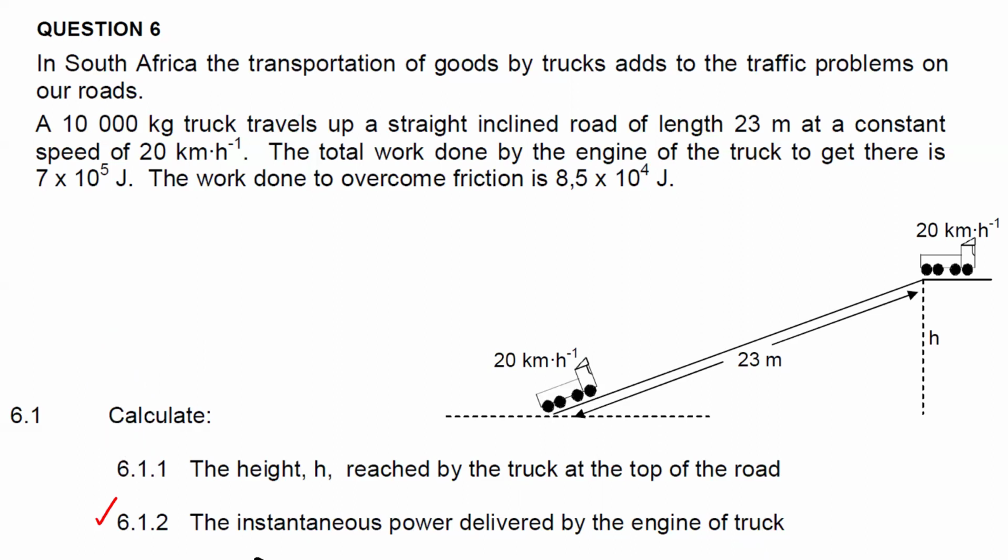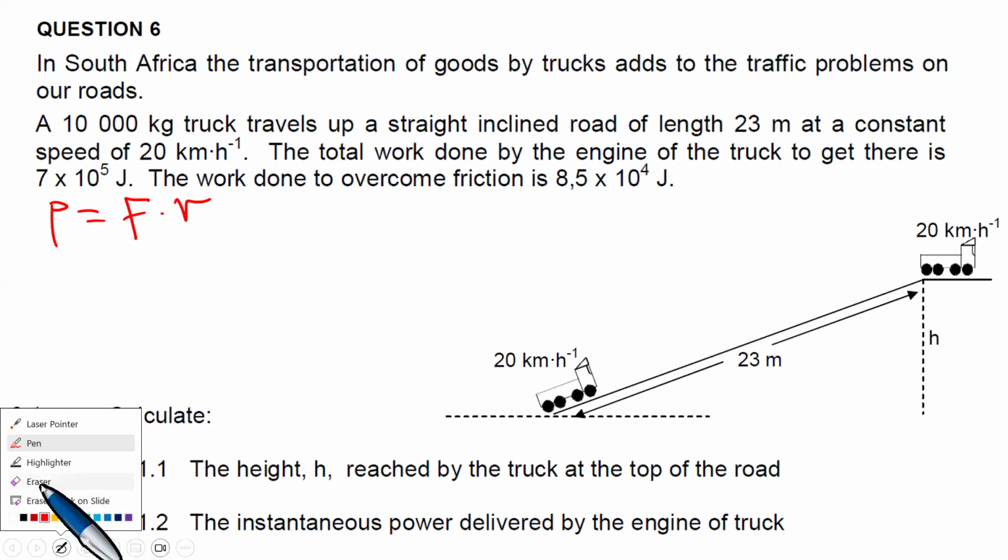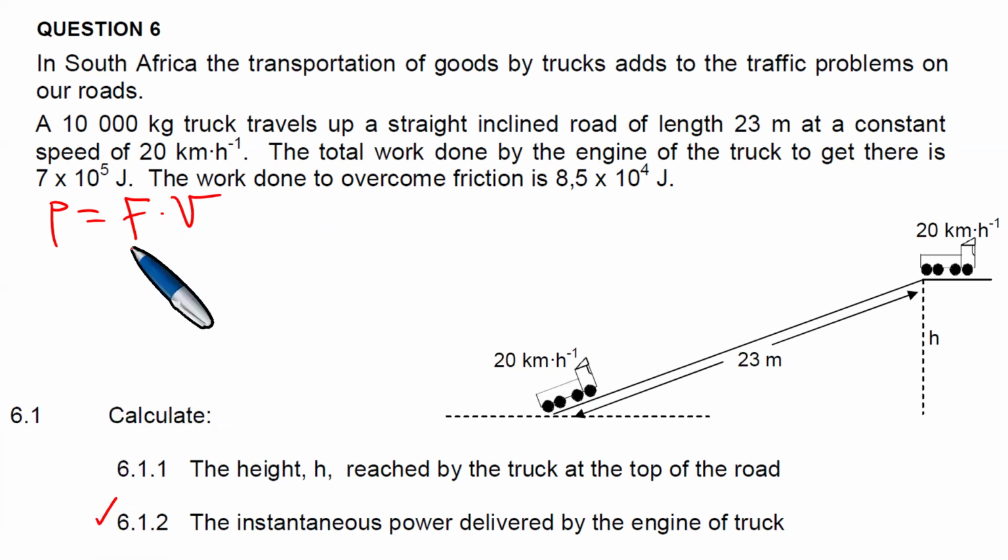Now, for us to do 6.2, we need to first be in a position to calculate. We're told that the total work done by the engine of the truck to get there is this one. But also we can use power. Power is force times average velocity. So if power is force times average velocity, work done is force times change in x cosine theta.